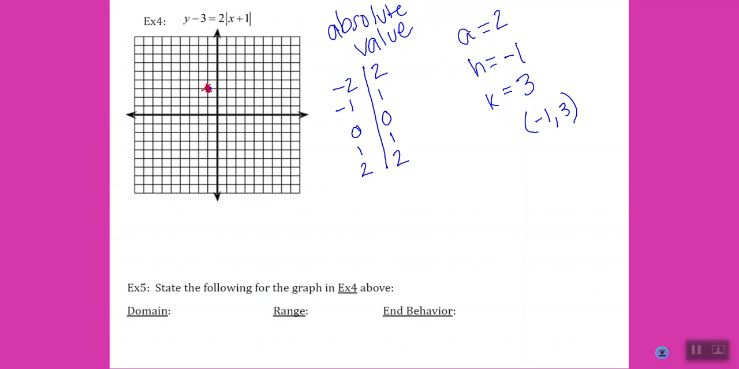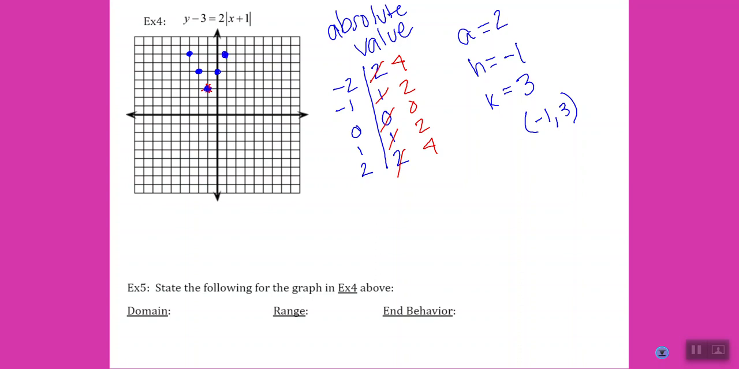So I'm going to first use my A value to adjust my Y's. So I'm going to double all of them this time, multiplying them by 2. So from my starting point, over 2 up 4, over 1 up 2, 0, 0, over 1 up 2, over 2 up 4.